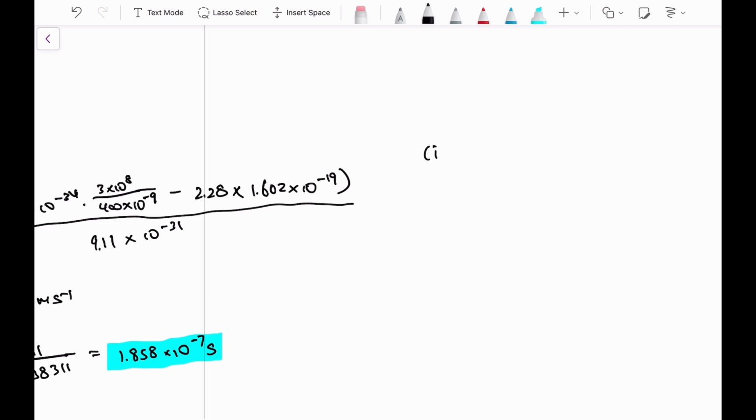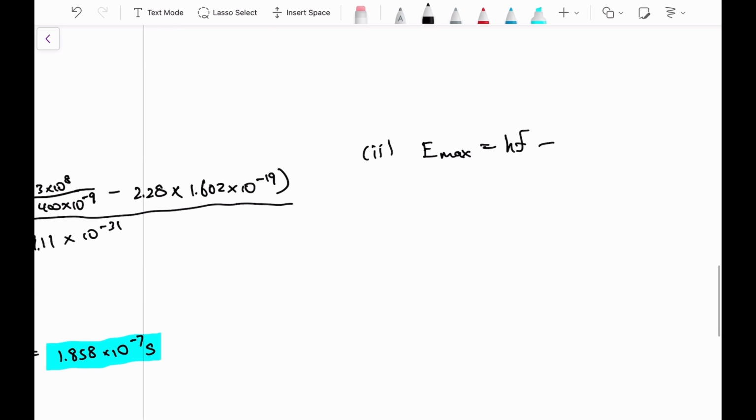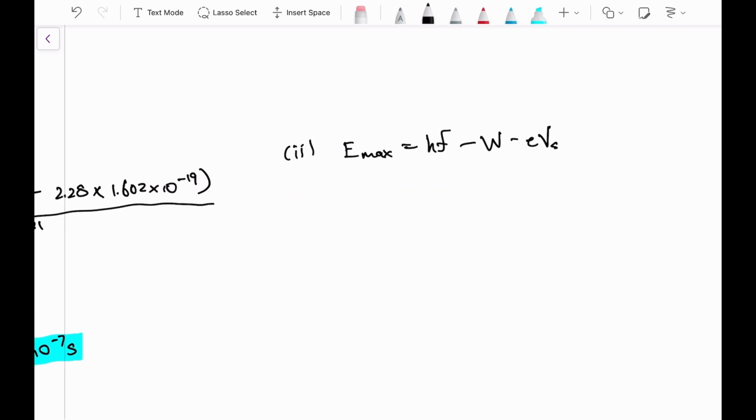So over here, the idea is this. Right now, the new maximum energy will be equal to the energy of the photons minus the work function, and then minus the new potential. I'm going to say Vs for stopping potential. So then my idea is that we can do exactly the same thing as the last question and then get the answer for the minimum time.